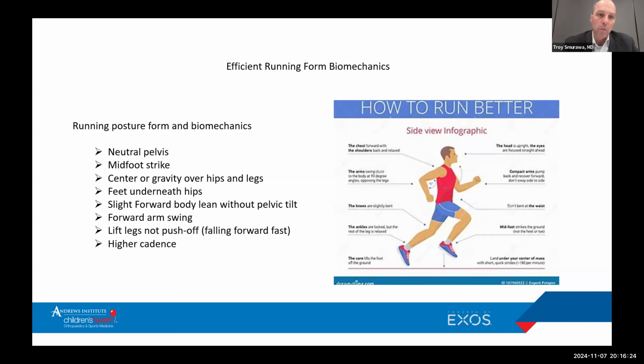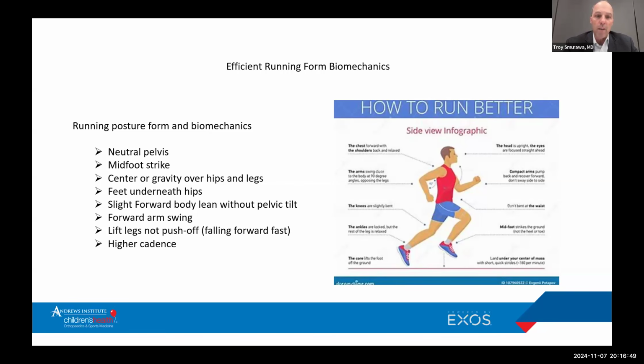So a good running posture, form, and biomechanics. The key thing is, as everyone will tell you in any sport, to have a neutral pelvis with a strong core. That is where you'll be able to maintain a good body posture. Midfoot strike is the most efficient strike, so that you're hitting with your foot and you're accelerating. You're not braking with an overstriding or heel strike.